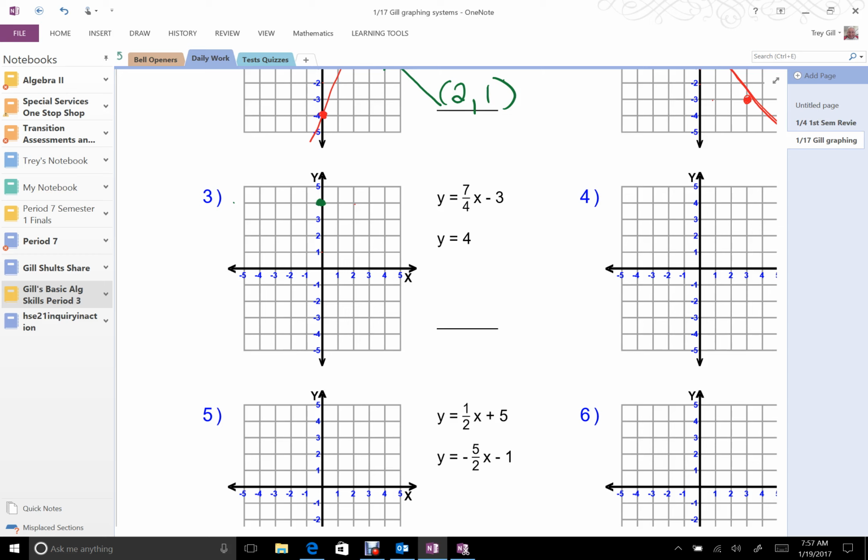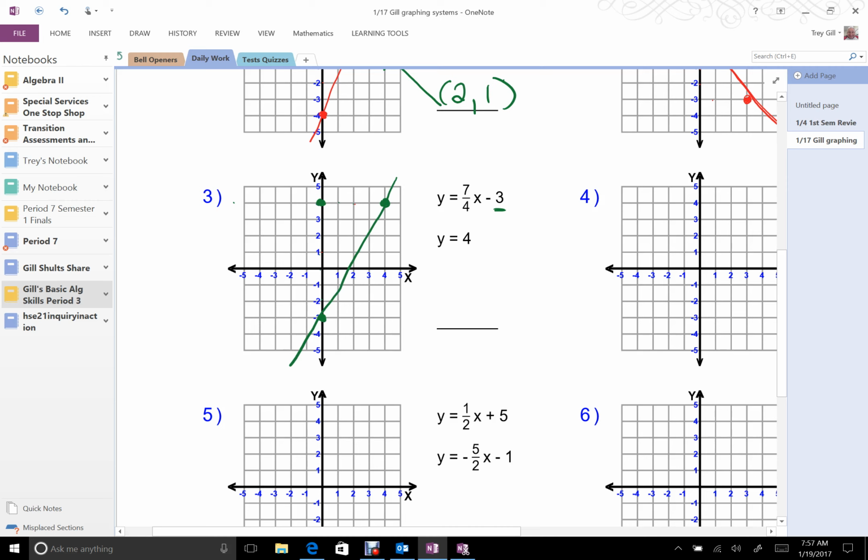Alright, hopefully you looked at the first one and said, alright, negative 3 is my intercept, so I'm going to go down to negative 3. My slope was 7 over 4, so from there I'm going to go up 7. 1, 2, 3, 4, 5, 6, 7. And over 4. 1, 2, 3, 4. Shaboom. y is equal to 4.